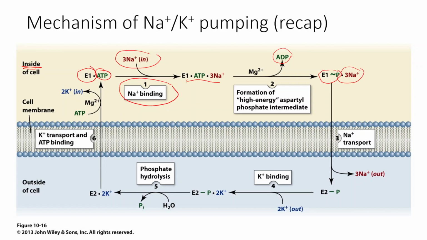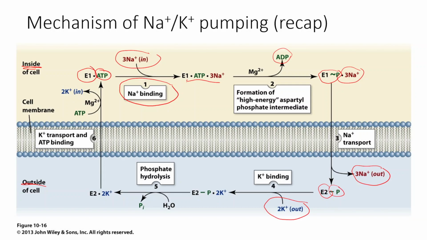And this is what allows for a conformational change in the transporter. So it starts to open towards the outside of the cell, which is on this side, the blue colored side. And then 3 sodium ions can then exit out the other side of the cell membrane, right, on the outside of the cell. And at this point, the transporter is in the E2 conformation when it's open towards the outside of the cell. It still has that phosphate group attached.